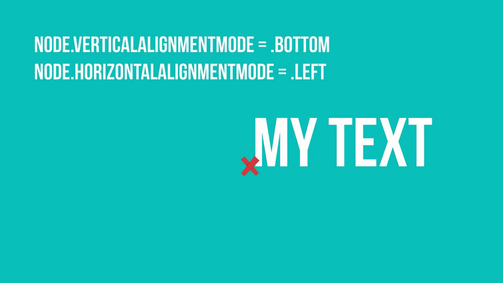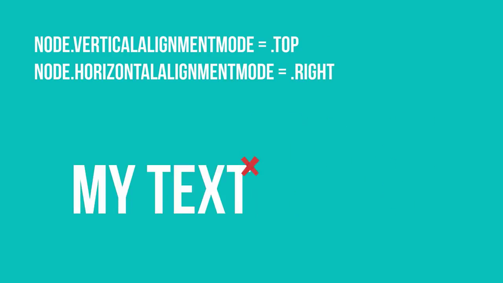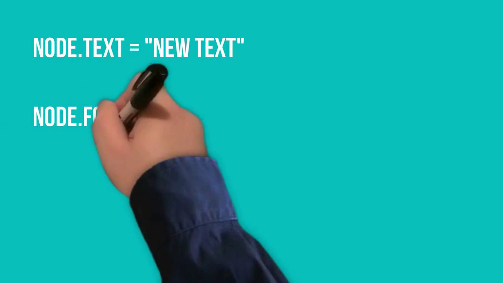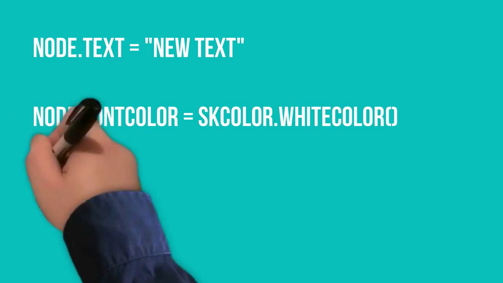Instead, you have the vertical and horizontal alignment modes that allow you to position the text based on the node position. Adding or changing text is as simple as updating the text property. You also have control over the font color, name, and size.